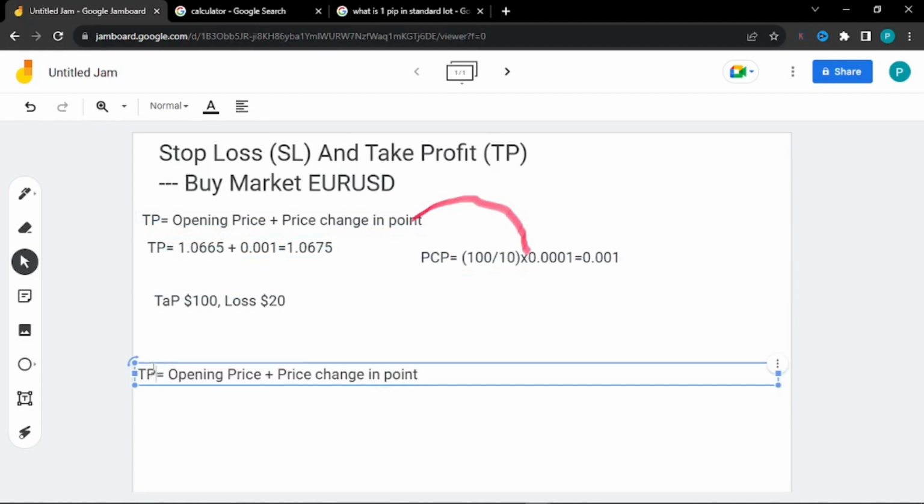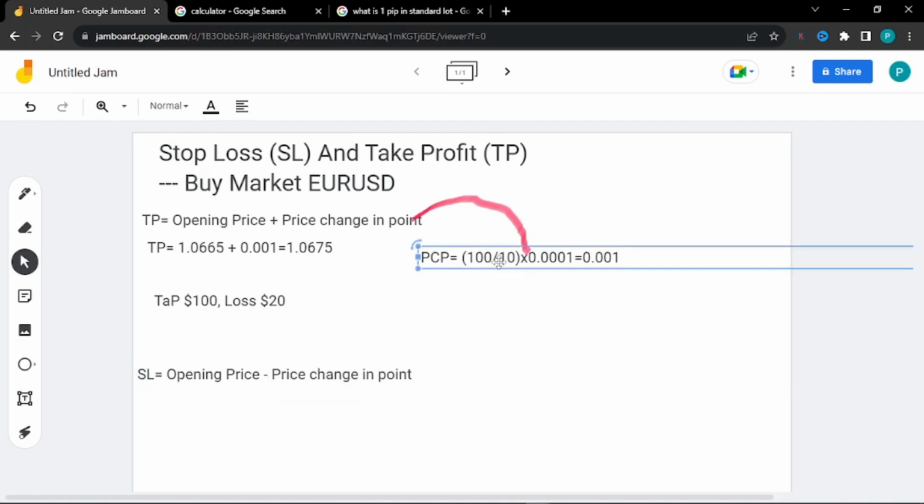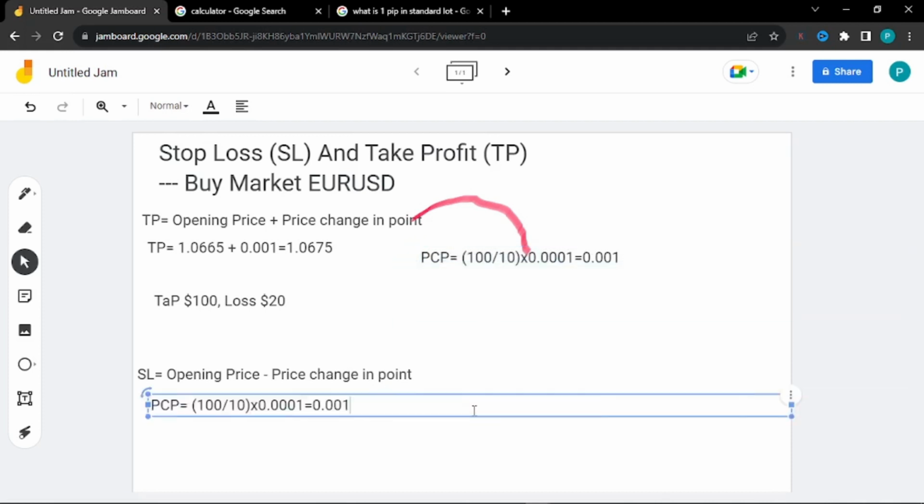So for your stop loss, I'll be replacing it with SL. Since you're in a buy market, you used a plus sign for your take profit, meaning for your stop loss you need to use a negative sign, because you have to be subtracting here since the market will be going against the direction you are trading. So for your stop loss, simply your opening price minus your price change in points. So assuming you want to lose $20, you need to know your price change in points to add to this formula. It's simply using the same strategy here. Duplicate. So this same strategy is what you use.